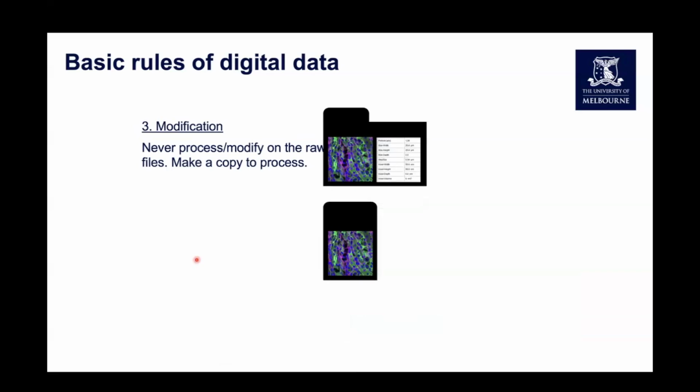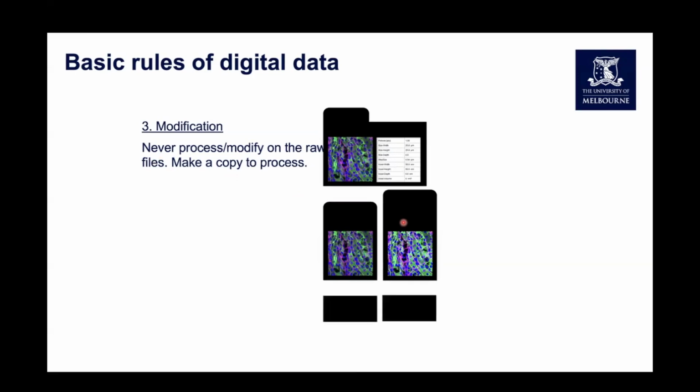Okay, as I mentioned earlier on, any modifications should be done on a copy. So never process or modify the raw data. And as you make modifications, it's always a good idea to either say in your lab book what you've done, or more directly, change the file name as you've made the modifications so you know what's happened at each step of the way.